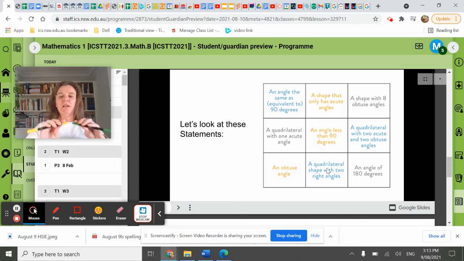And an angle of 180 degrees. Now, 180 is a straight line like this. So if we've got 90 and 90 and we put it together, that makes 180.